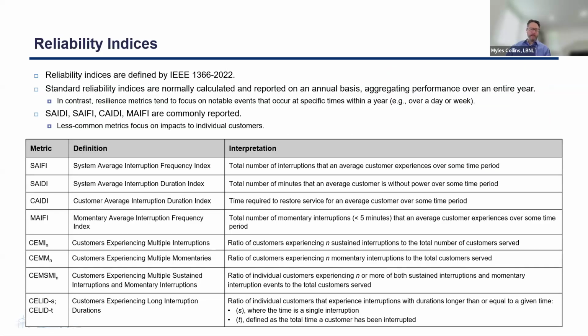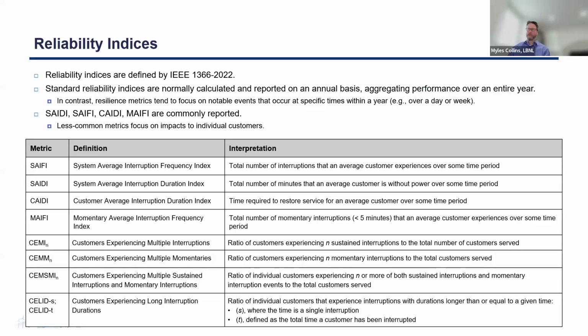So measuring reliability indices are defined by IEEE standard 1366. This was first developed in 1998 and updated in 2003, 2012, and then most recently in 2022. These indices are normally calculated and reported annually, though they could be at different time frames. In contrast, resilience metrics tend to focus on specific events.